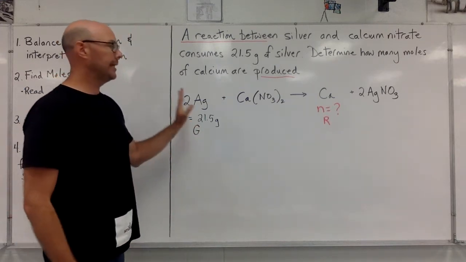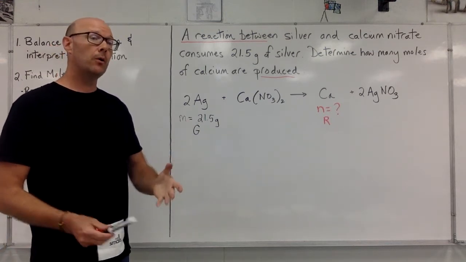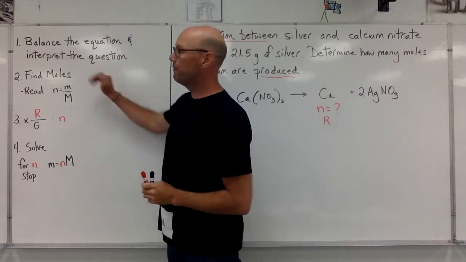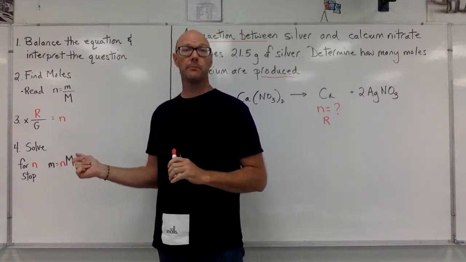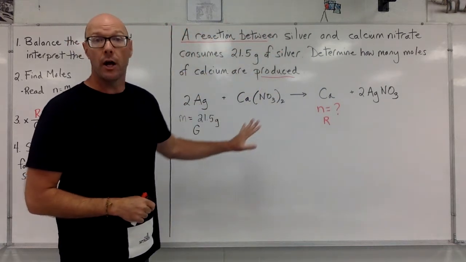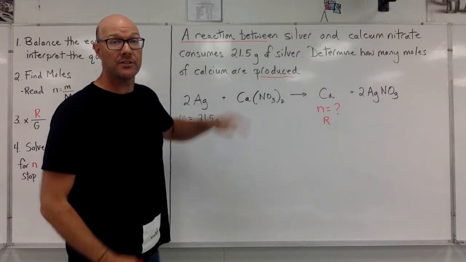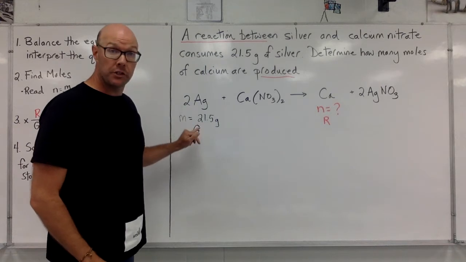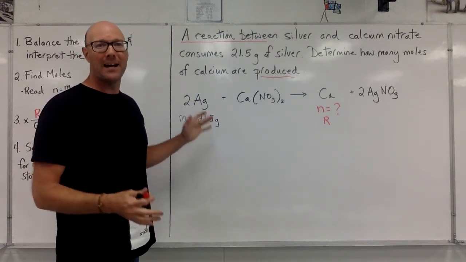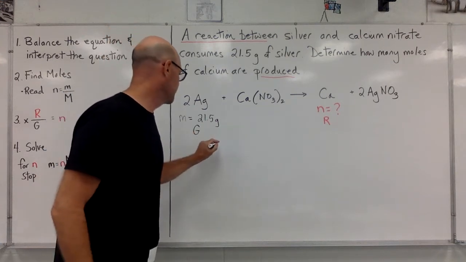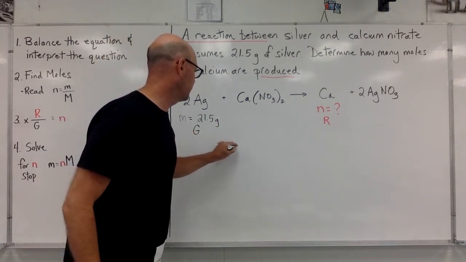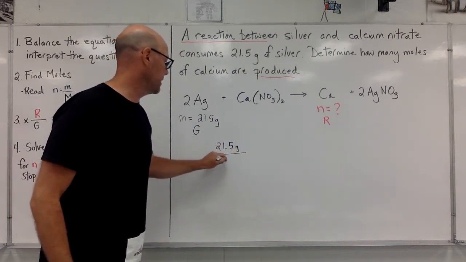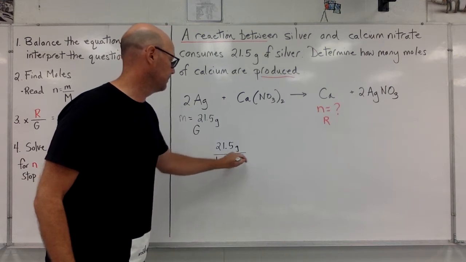All that work, writing out and balancing the equation, putting in those labels, interpreting the question. Our next step, find moles. We can find moles by reading sometimes. Here, moles are not specifically given to us in the question, but the mass is, so we can do mass over molar mass. This is the mass of silver, so we need to use the molar mass of silver. 21.5 grams, the mass, over the molar mass. Silver's molar mass is 107.87.